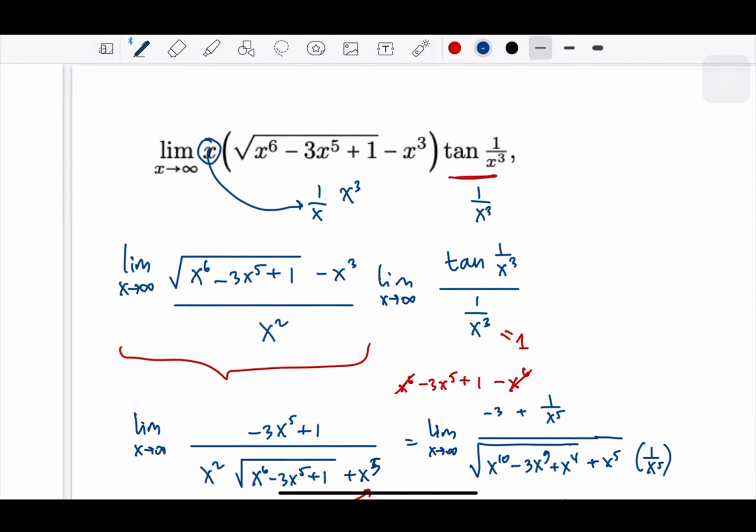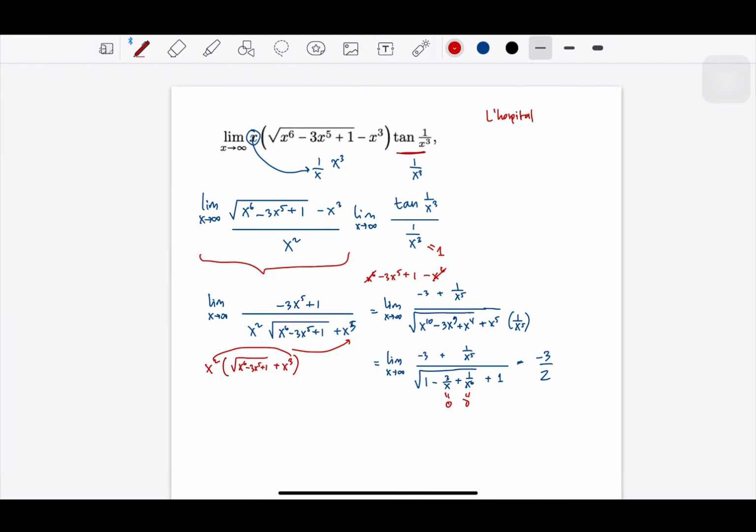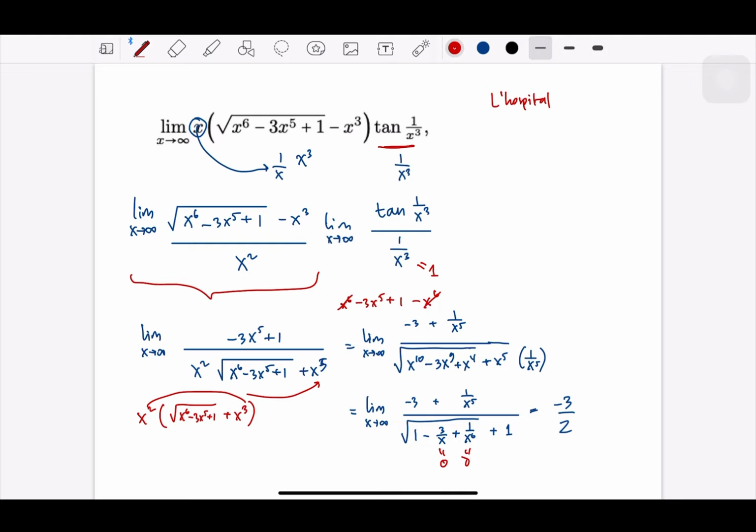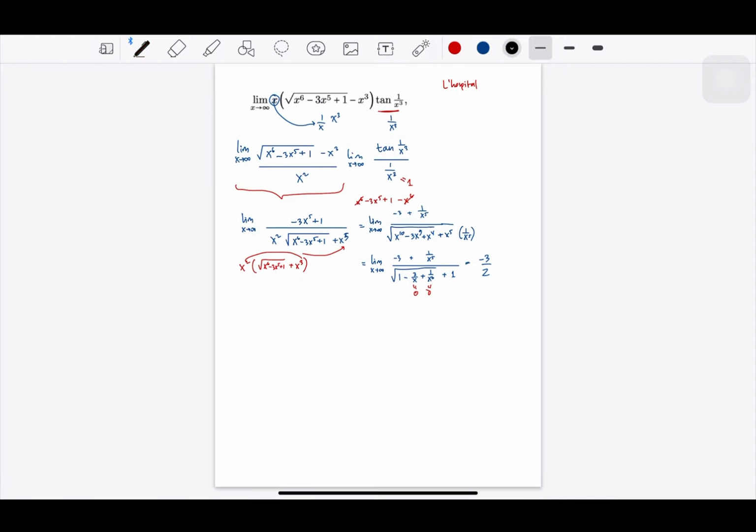If you check the limit itself, you need to check whether you can use L'Hopital or not. You need to check whether it is an indeterminate form or not. And then maybe you need to rewrite in some way so that when you have these indeterminate forms, you can apply the L'Hopital rule. Okay, next part.